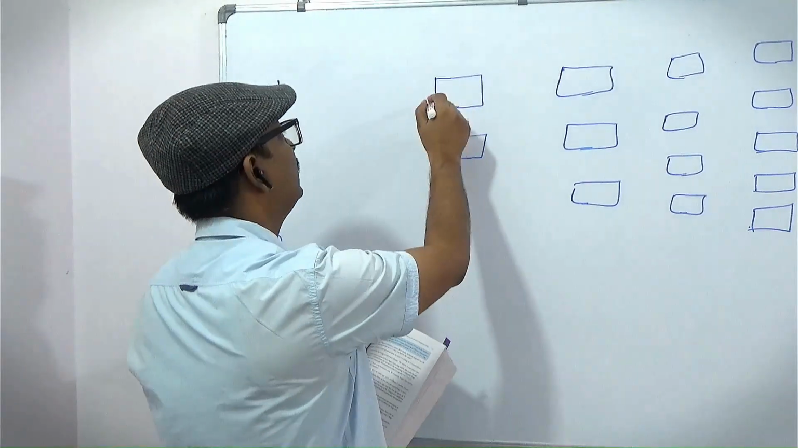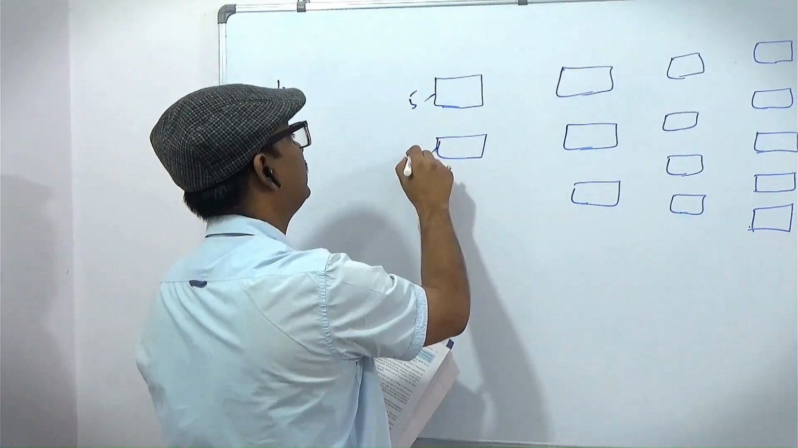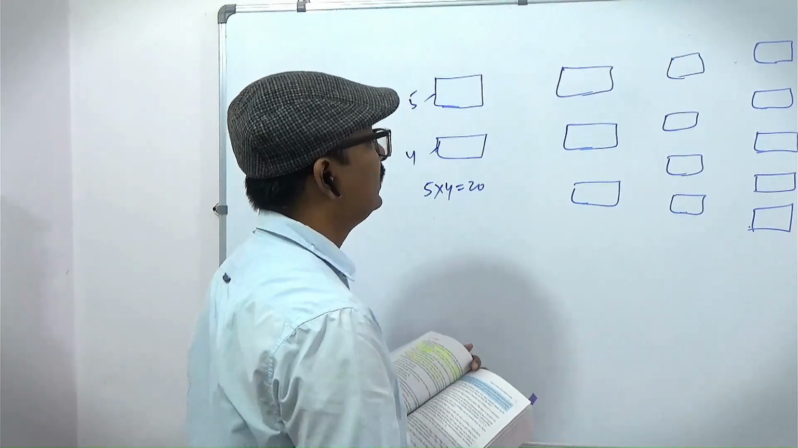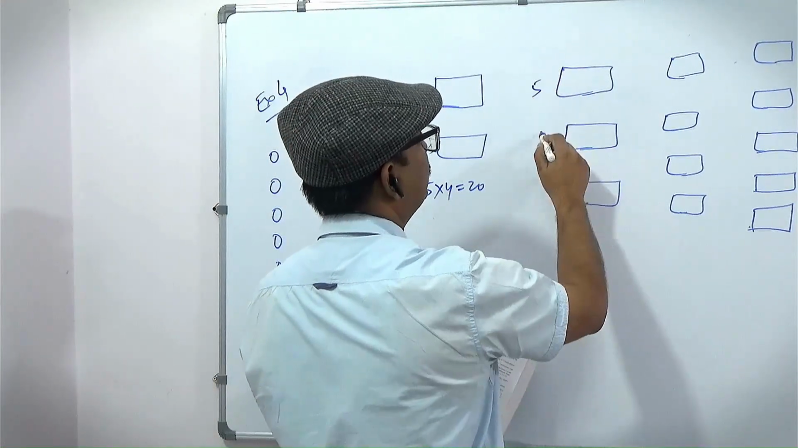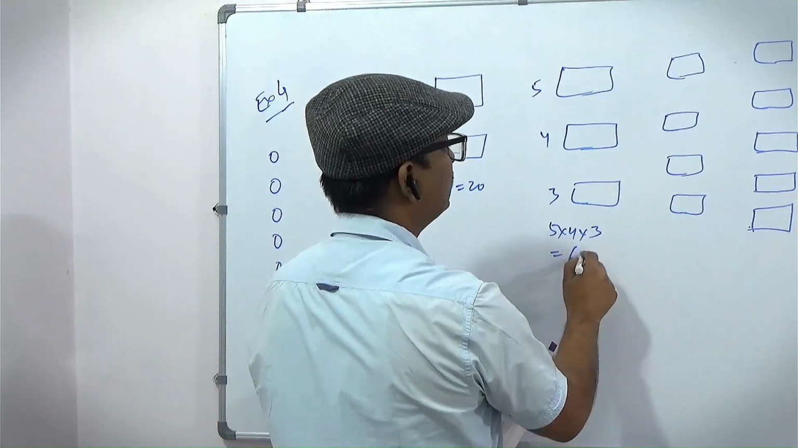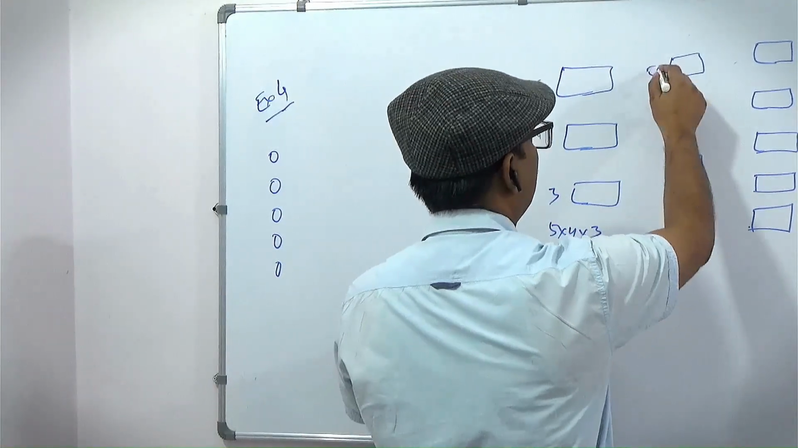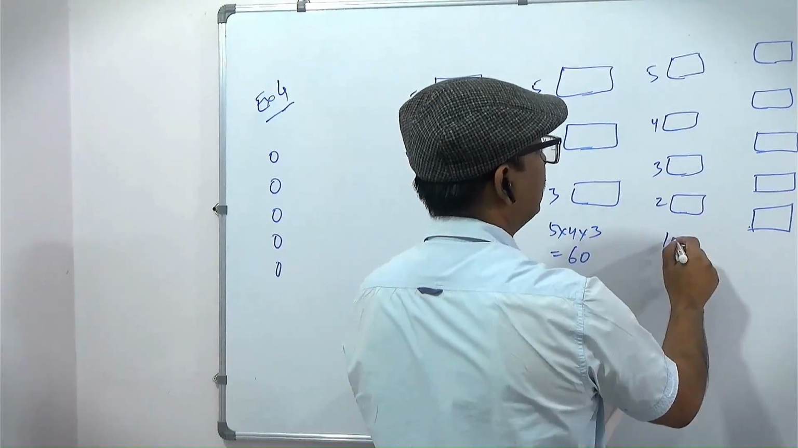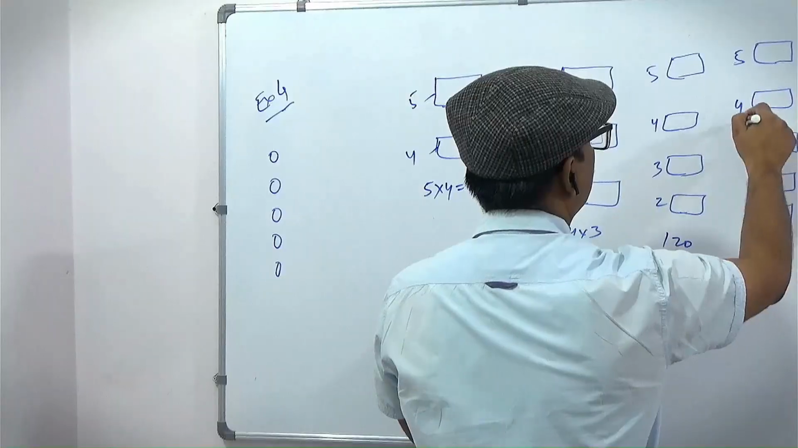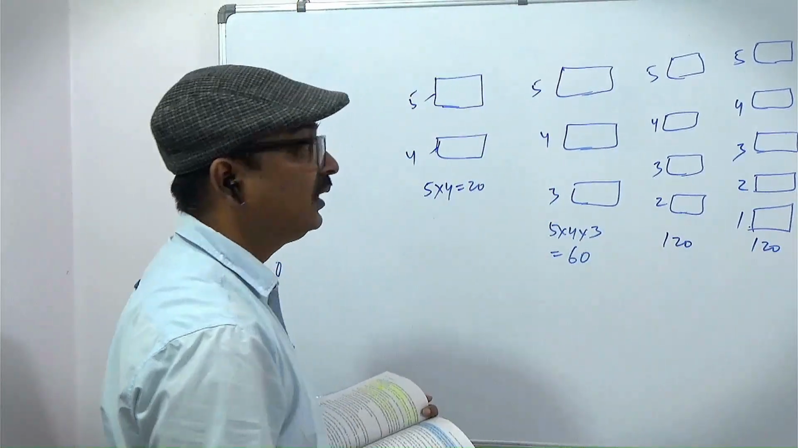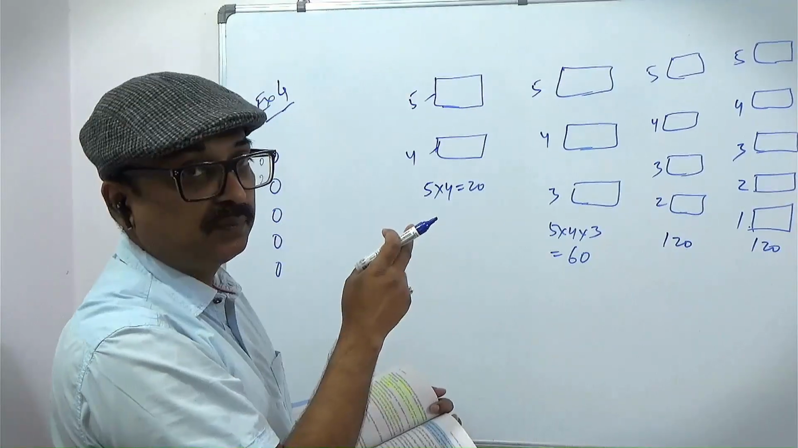So here, this can be filled in five ways, this can be filled in four. So this is 5 cross 4, that is 20. Then we have 5, 4, 3, that is 5 cross 4 cross 3, 60. Here we'll have 5, 4, 3, 2. So 5, 4, the 20, 60, 120. Here we'll have 5, 4, 3, 2, 1. Again 120.